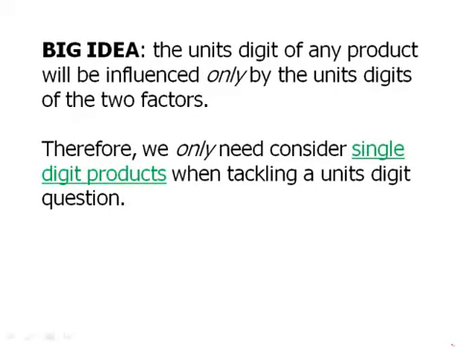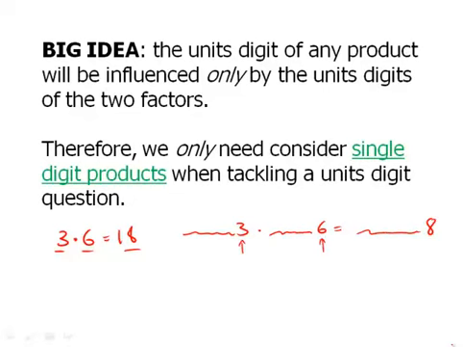Now, this is a profound idea, and it takes some time to sink in. Let's think about this for a second. 3 times 6, we know, is 18. So if we multiply a units digit of 3 times a units digit of 6, I get a units digit of 8. That means any long number ending in 3 times any long number ending in 6 will be a long number ending in 8. In other words, all that matters is the units digits. The units digits of the two factors is the only thing that determines the units digit of the product.